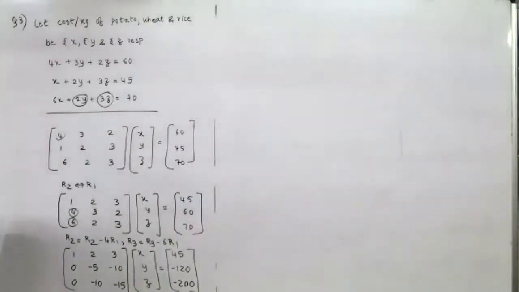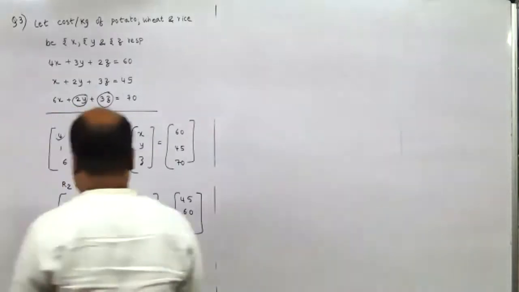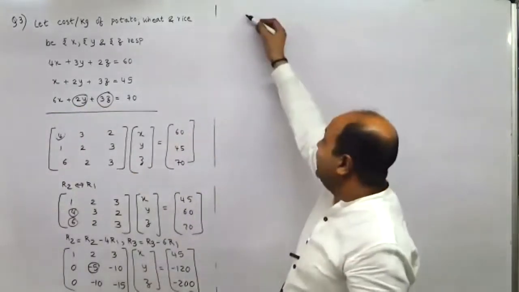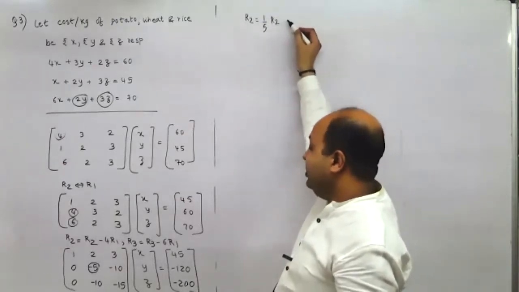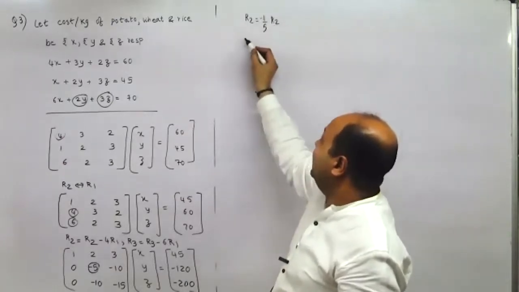Next, they have made this 1. It is not necessary to make this 1. You could have made any one 0, saying this is 50, and 50 would have given you 0. So they have done that step, so we'll also have to do it. What they have done is they have made this 1. So R2 equal to minus 1/5 of R2.